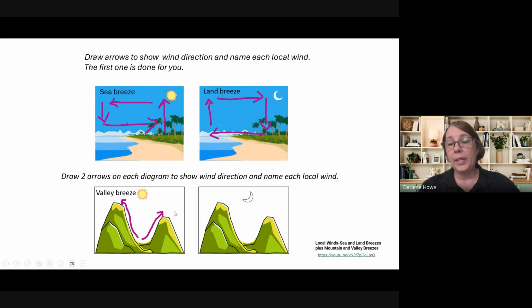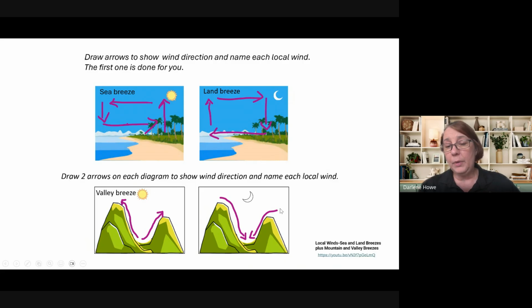Okay, so at nighttime, we've got the opposite thing happening. So now we know, since the daytime is a valley breeze, we know the nighttime is a mountain breeze. So let's think about this. At nighttime, the sun is no longer warming the tops of the mountains. So now there is more warm air that has settled in the bottom of the valley than there is on the tops of the mountains. So the warm air from the valley is now rising up, and now the cooler air from the mountain tops has to go in and replace that warm air as it rises.